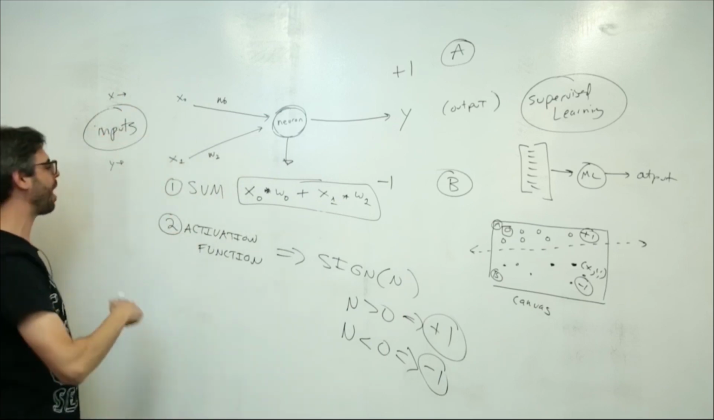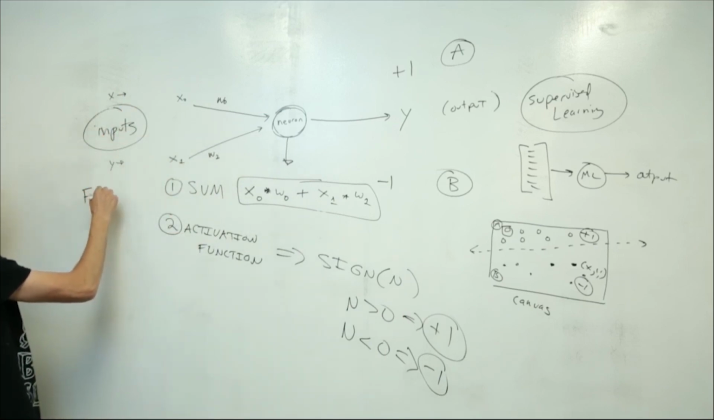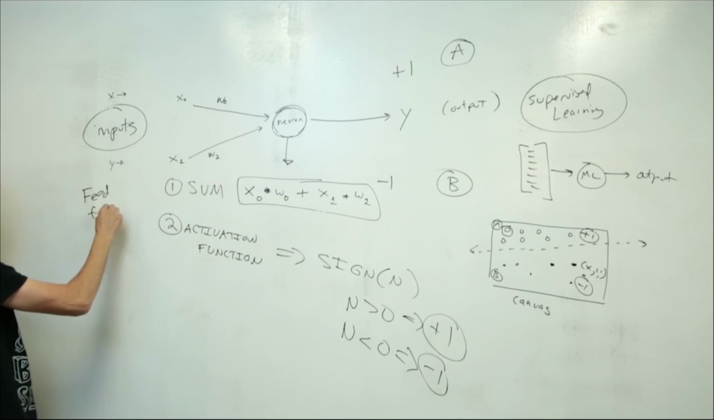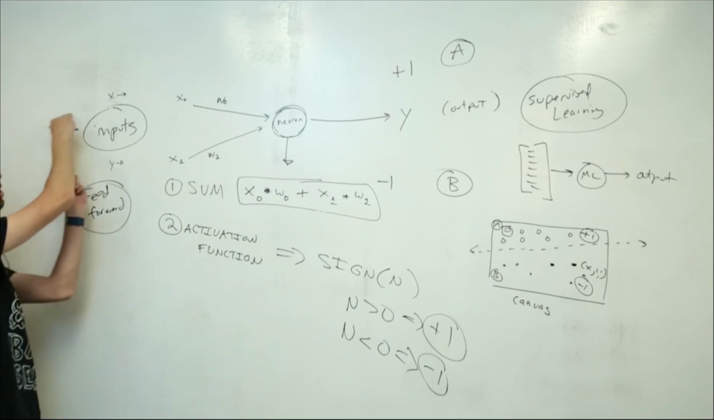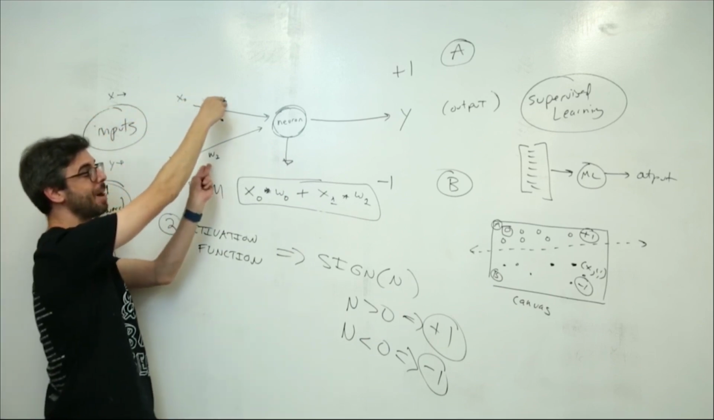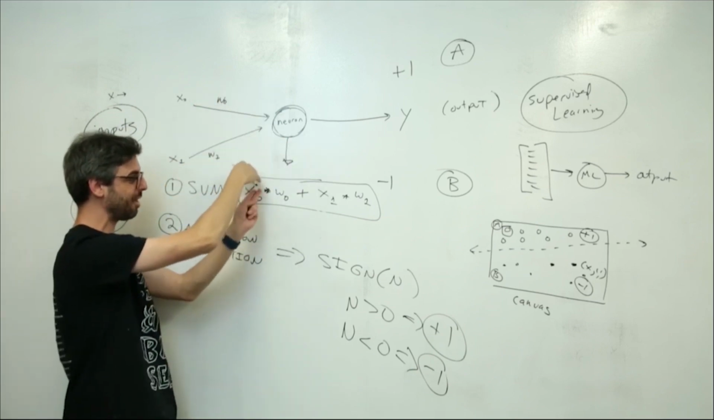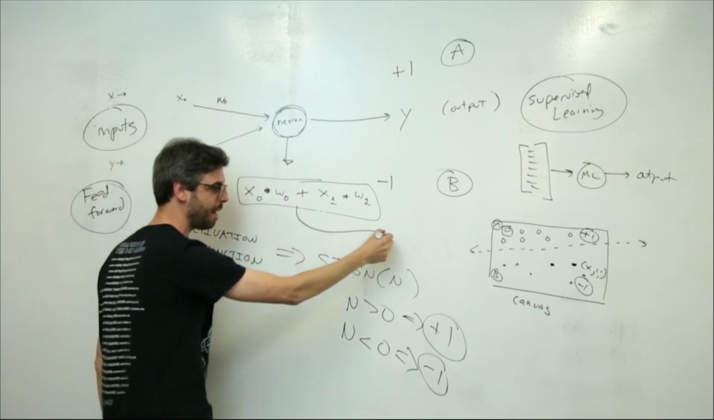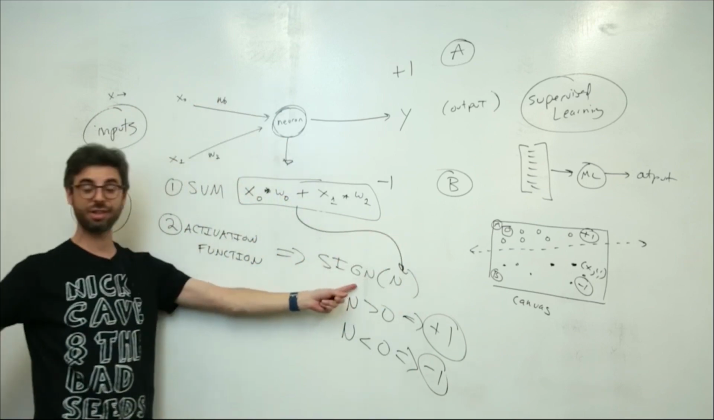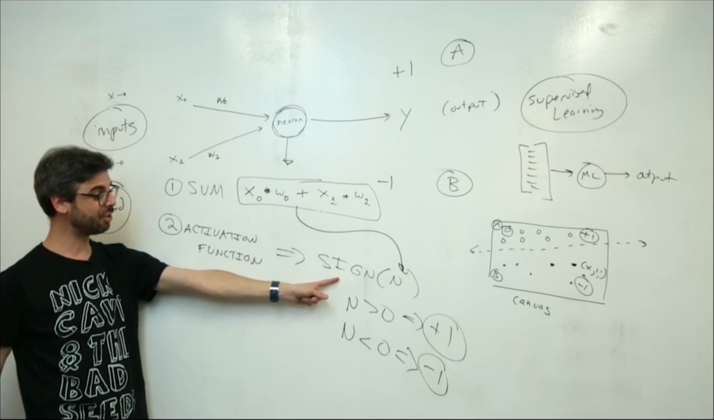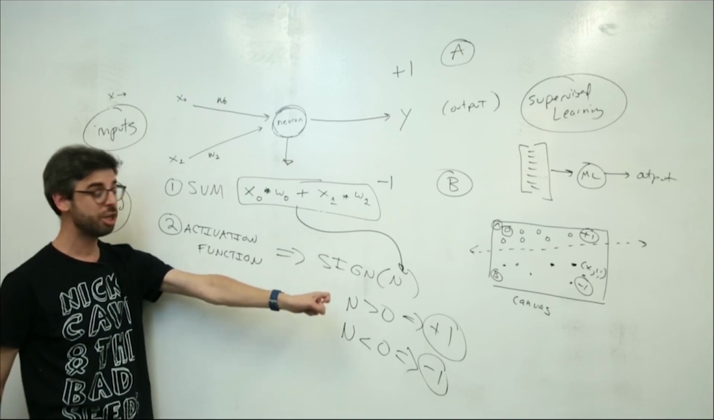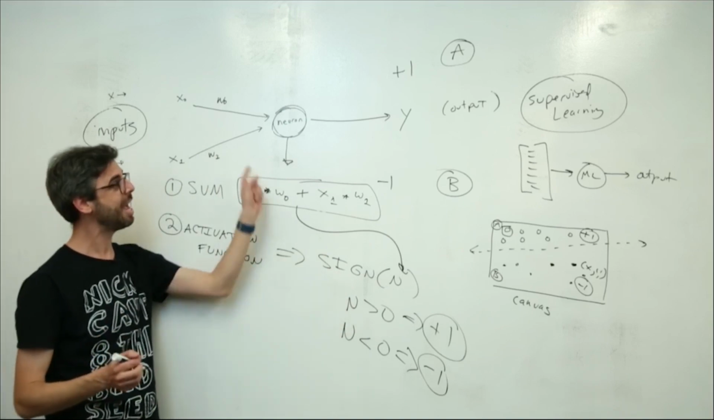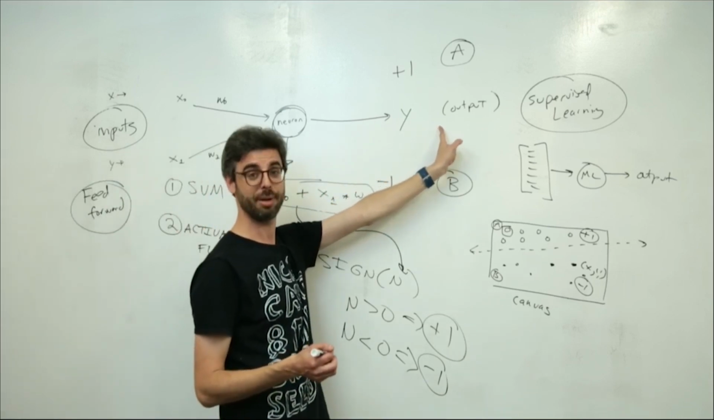This is the whole process. It's often referred to as feed forward. The inputs come in. They get multiplied by the weights. They get added together, and then that weighted sum gets passed through an activation function. And then that activation function gives us a +1 or a -1, should the neuron fire or not fire, and that gets sent out, and that's the output.